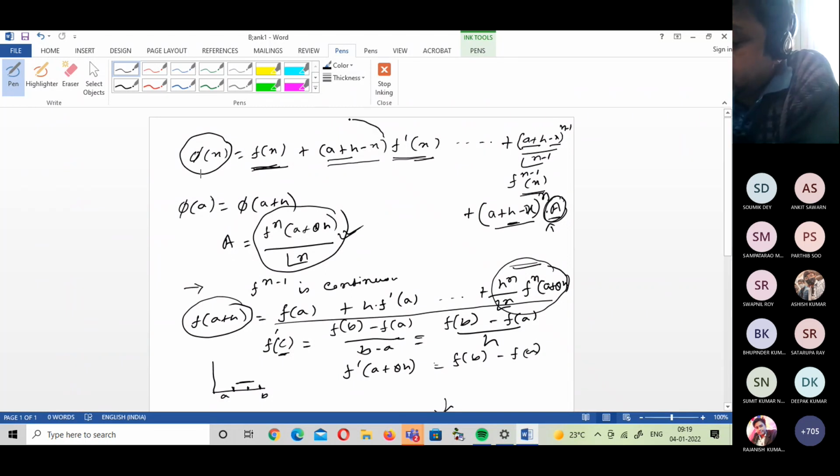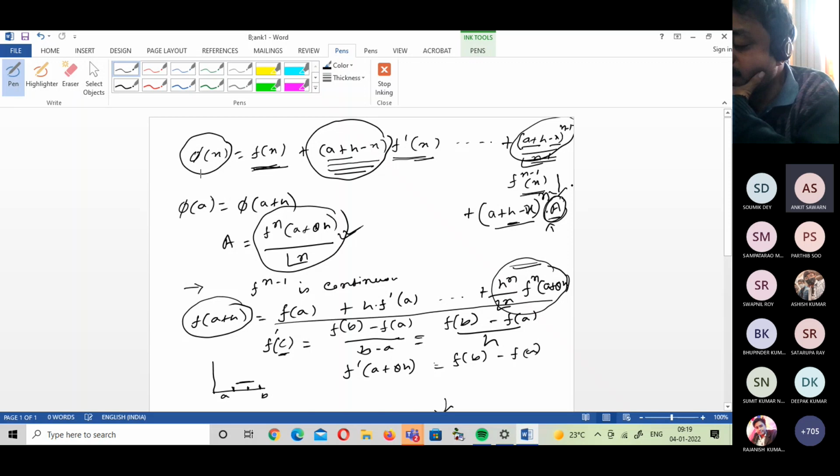Good question. You have created this function to prove it. You have created the function phi of x in such a way that it is continuous, it is derivable, and the last condition phi a equal to phi a plus h is not given. You have created a plus h minus x to the power n into capital A, so that you have enough option to give the value of capital A, so that phi of a equals phi of a plus h.